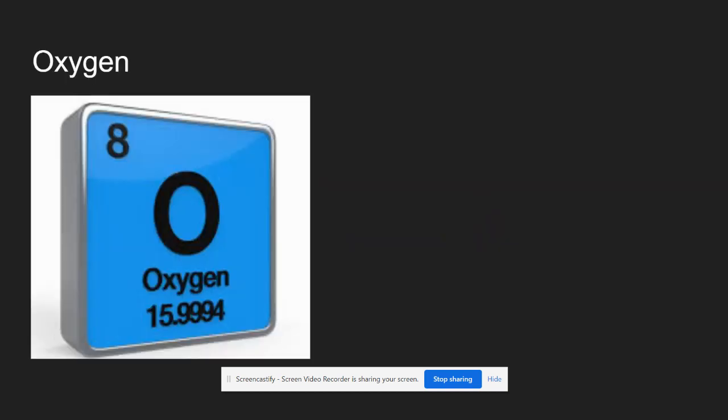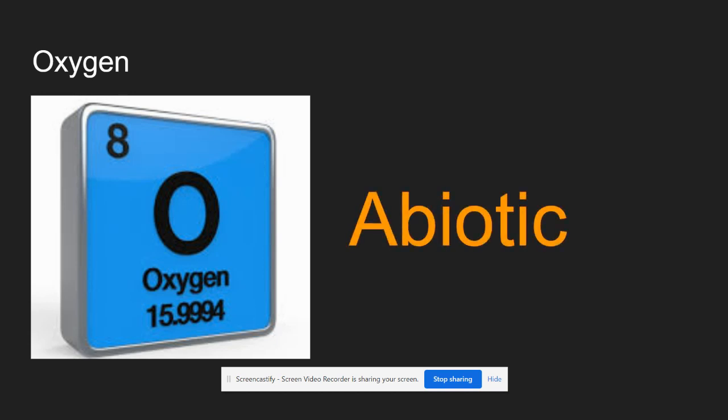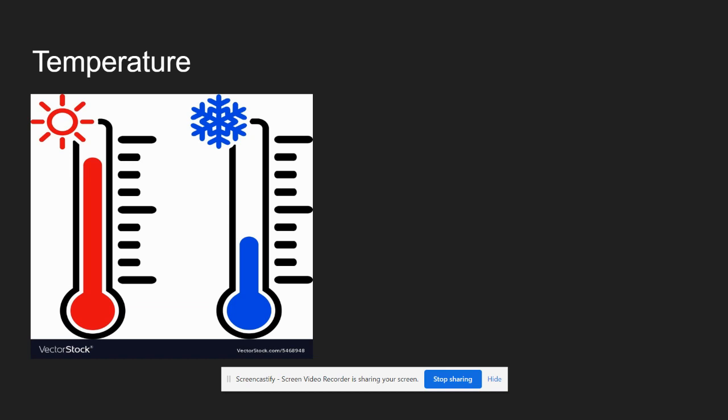Oxygen. Oxygen is an element. It is abiotic. Most of us get confused with oxygen because it is needed in order for things to live. It supports life, but oxygen itself cannot reproduce. It cannot grow. It does not feed. Okay, so therefore oxygen is abiotic. Temperature is abiotic.